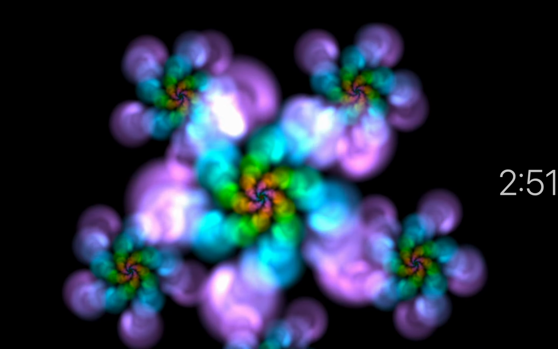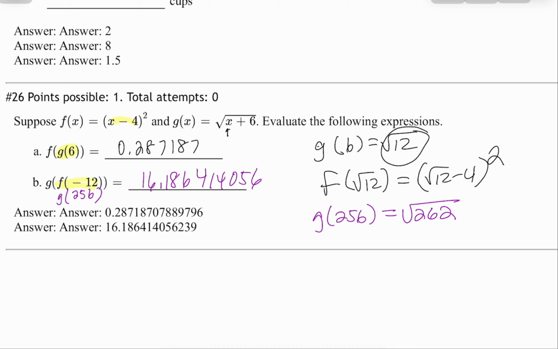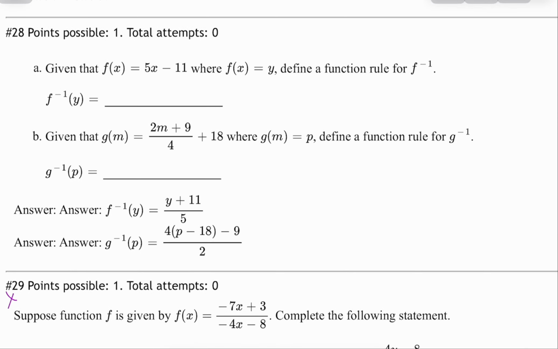Plug 6 into G, get a number, plug that number into F. Plug negative 12 into F, get 256, plug that number 256 into G, get the square root of 262. I think you'll be able to put that into there. Okay. We're skipping 27. Now please jump to 28.